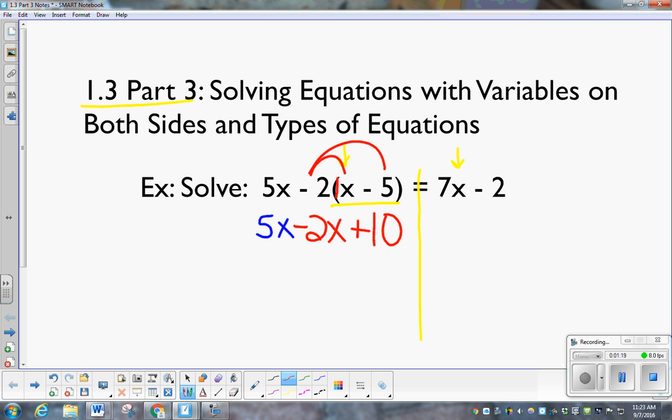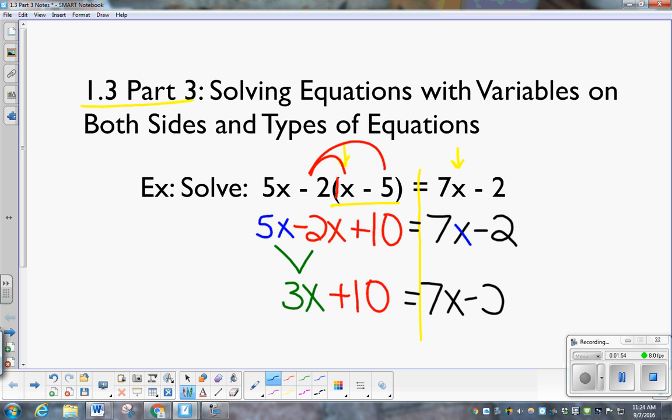So all I've done so far is simplify this side of the equation. On the other side, there's just two terms here, and I can't combine them, so I'm just going to leave them for now. Before you even start worrying about the fact that there's x's on both sides, see if there's anything you can still simplify. If we look at the left side of our equation, we can combine some like terms. We can do 5x minus 2x, and that is 3x. We still have the +10, that didn't change. And we still have 7x minus 2 on the other side.